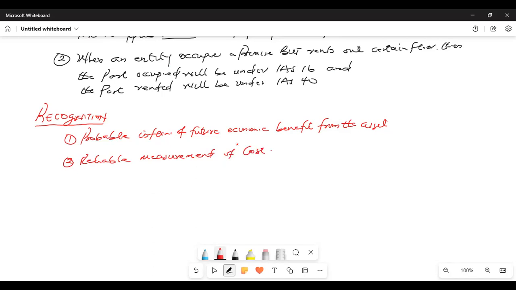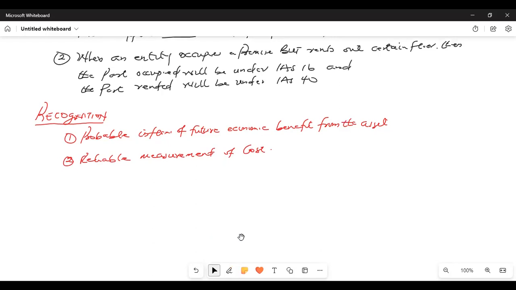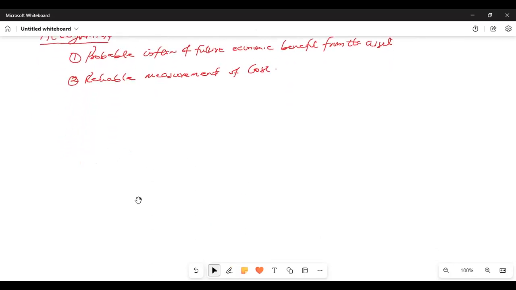Then we come to the measurement criteria. That one too, there is initial measurement and subsequent measurement. I told you that when it comes to measurement, you have to be very, very careful. So let's do the initial measurement.